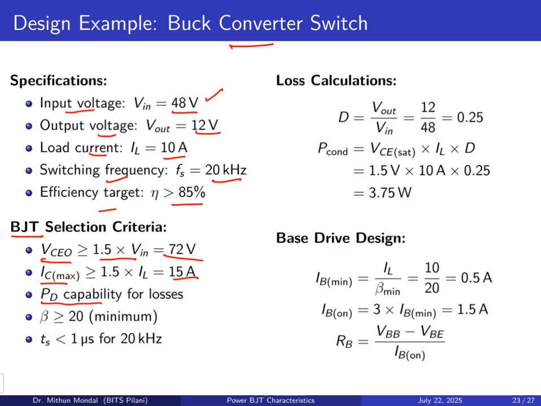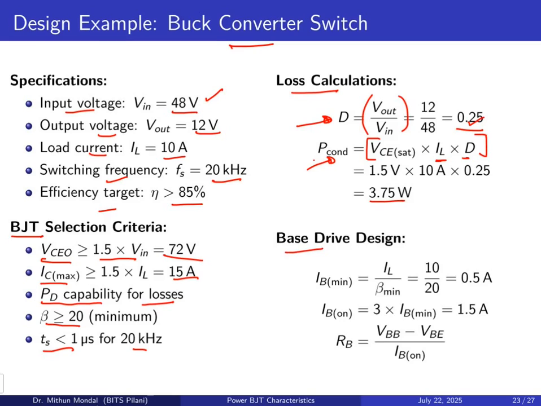The power dissipation capability has to be there for the losses, and beta has to be greater than 20 at the minimum, and switching time should be less than 1 microsecond for 20 kilohertz. So loss calculations: the factor D, which is the ratio of V out by V in, is equal to 0.25. The conduction losses are the product of collector to emitter saturation voltage multiplied with the load current multiplied by this factor D, which you have calculated here. This will be 3.75 watt.